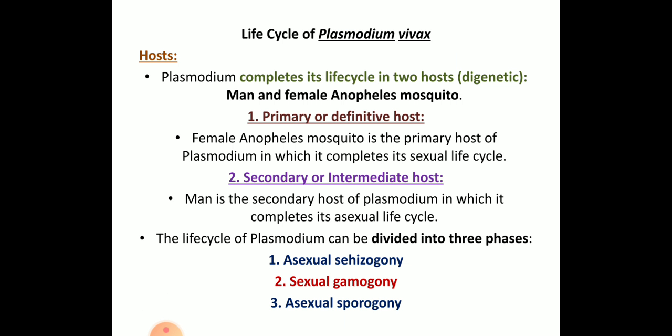Next, coming to the life cycle of Plasmodium. As I said, it is digenetic, meaning it completes its life cycle in humans as well as mosquitoes. The primary or definitive host is the female Anopheles mosquito, and the secondary or intermediate host is man. The life cycle has three different phases: asexual schizogony, sexual gamogony and asexual sporogony. Let's see in detail.